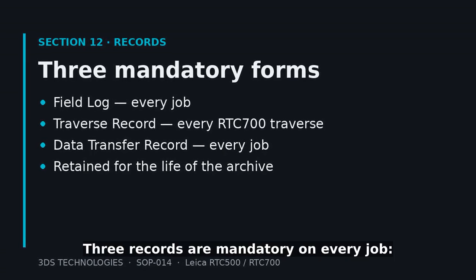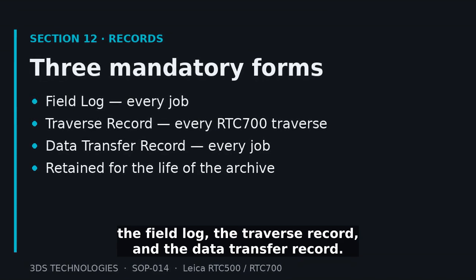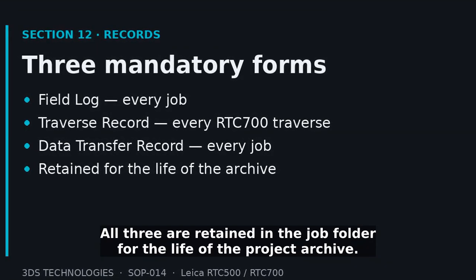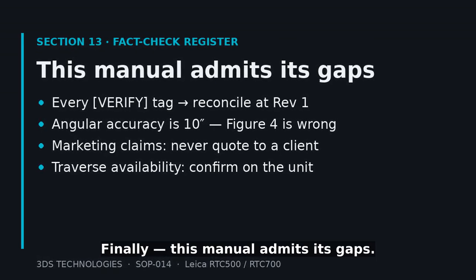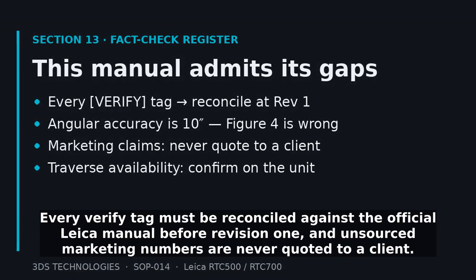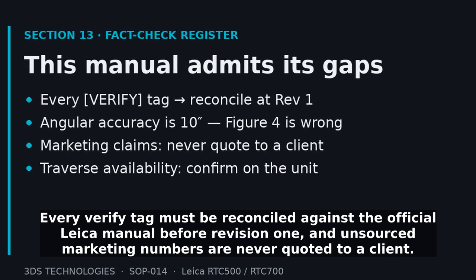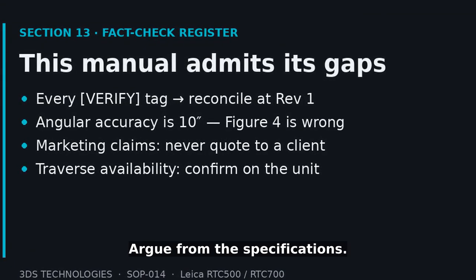3 records are mandatory on every job: the field log, the traverse record, and the data transfer record. All 3 are retained in the job folder for the life of the project archive. Finally, this manual admits its gaps. Every verify tag must be reconciled against the official Leica manual before revision 1, and unsourced marketing numbers are never quoted to a client. Argue from the specifications.